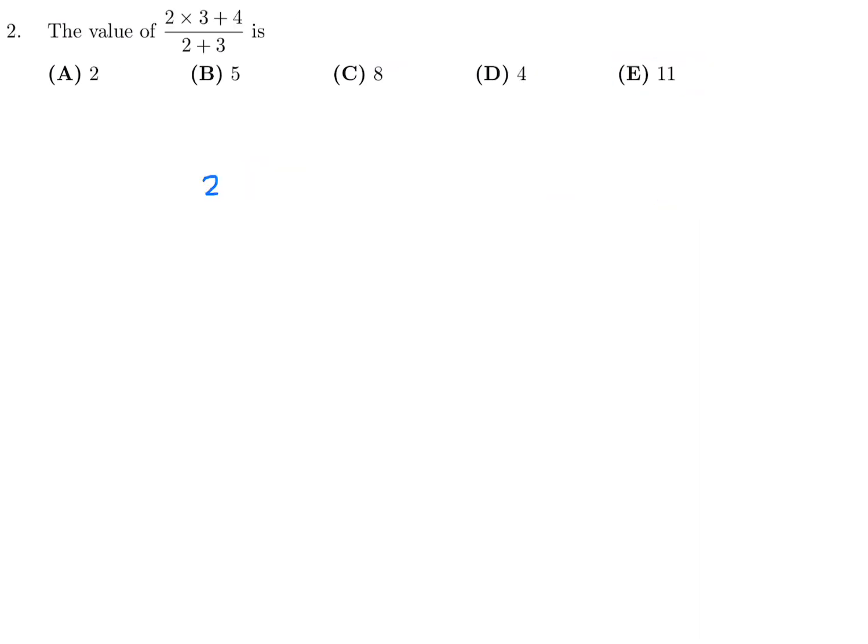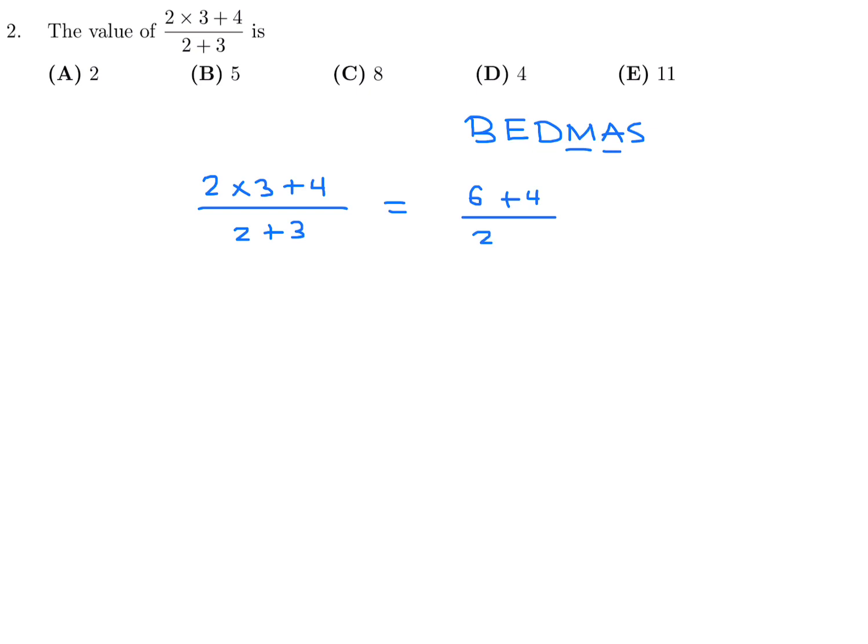The value of 2 times 3 plus 4 over 2 plus 3. Well, I think they're just testing knowledge of BEDMAS, which, as I'm sure you know, is order of operations. That multiplication comes before addition. So you would do the 2 times 3 initially, which is 6, plus 4 over 2 plus 3, and now you can do the additions, which should be 10 over 5, which is 2. So number 2, the answer is 2, which is choice A.